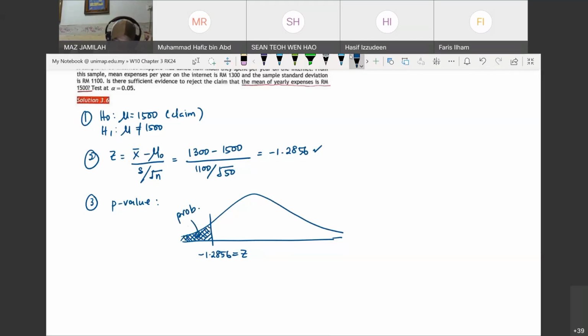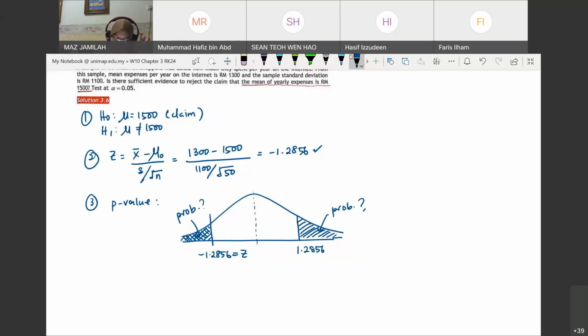If we wish to find the probability of this shaded area, if we still remember when we dealt with continuous probability distributions, the way we find the probability value is to use what we call symmetric understanding. So we are dealing with the same exact probability, for example, here, the one that we are looking for, and this is the value of 1.2856. Now, how do I find this?